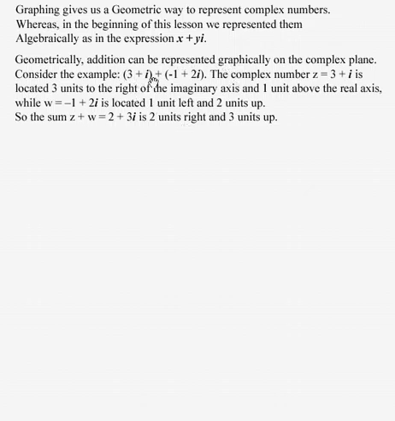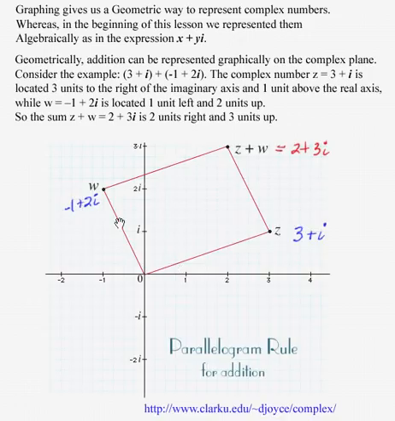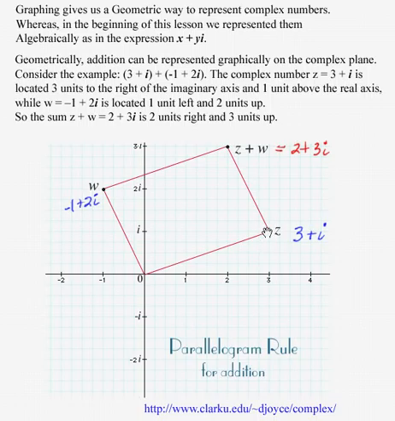If we're to add 3 plus i, and we're adding to that the complex number negative 1 plus 2i, we can do that on the complex plane. So first let's locate where 3 plus i is. Start at the origin, go 3 on the real axis, up positive i on the imaginary axis, plot that point z, which we're calling it, which is the point 3 plus i. And then we're going to locate negative 1 plus 2i, so we start at the origin, go left negative 1 on the real axis, up 2i on the imaginary axis, plot that point, label it, there is negative 1 plus 2i.